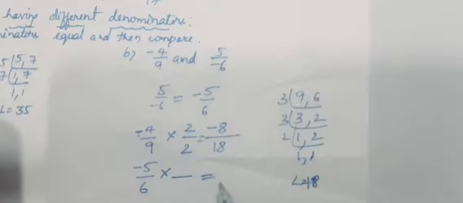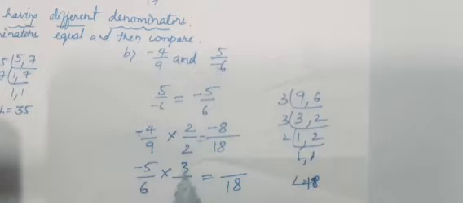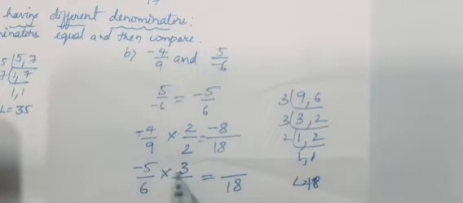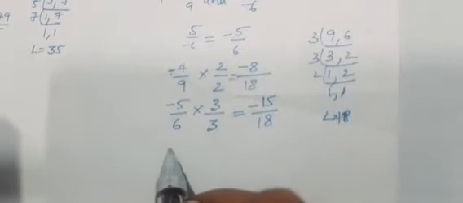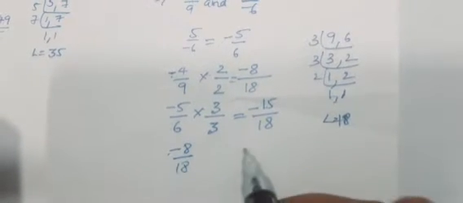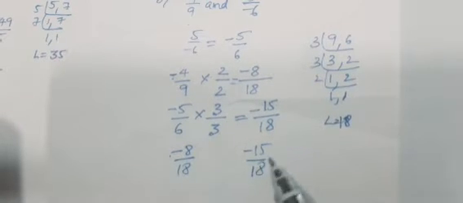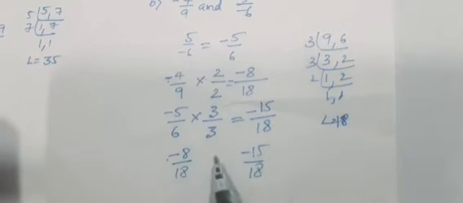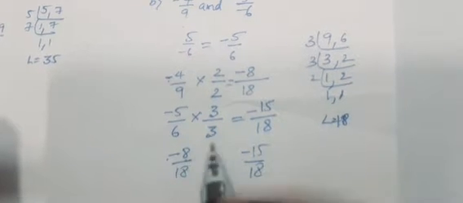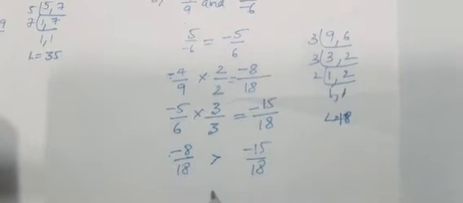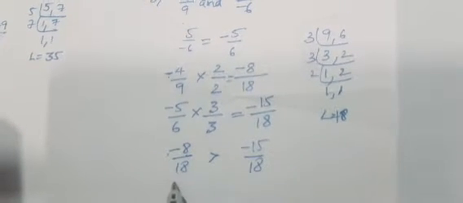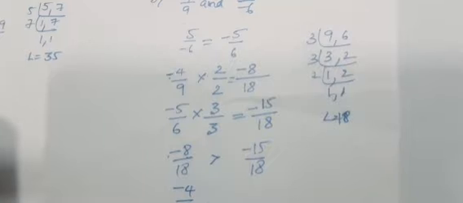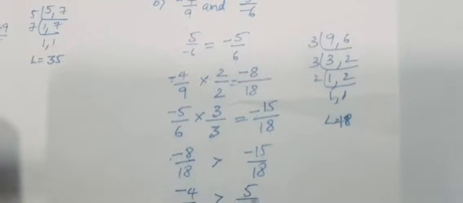Again in the denominator we want 18. 6 threes are 18. Multiply by 3. Minus 5 into 3 is minus 15. So we get minus 8 by 18 and minus 15 by 18. Here we have negative numbers, and minus 8 is greater than minus 15. Therefore we can write that minus 4 by 9 is greater than 5 by minus 6.